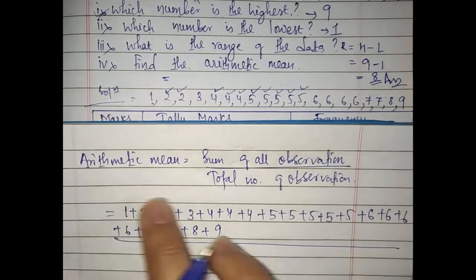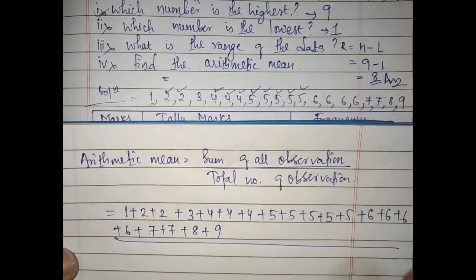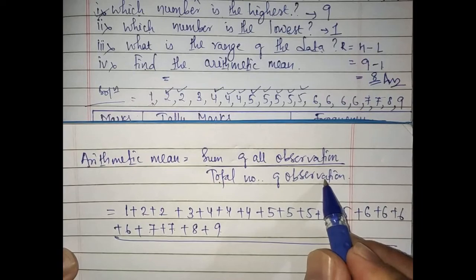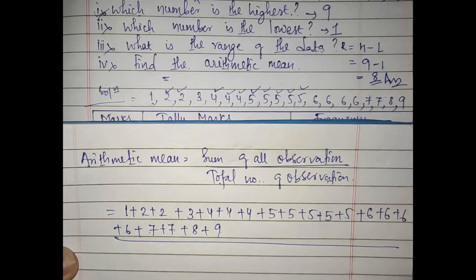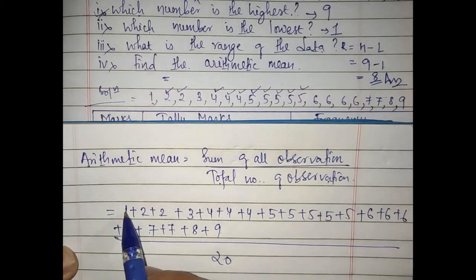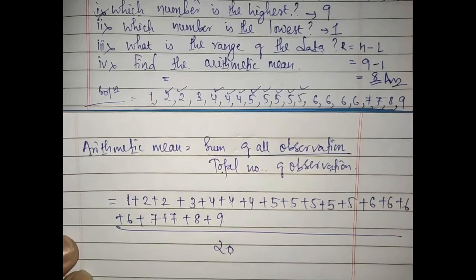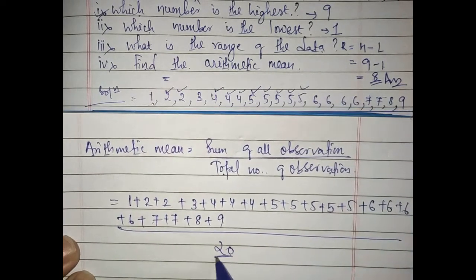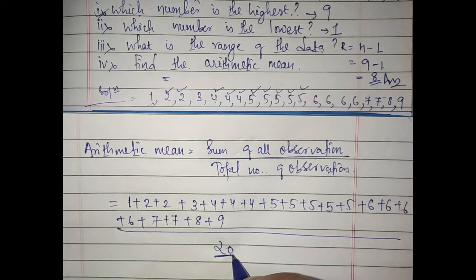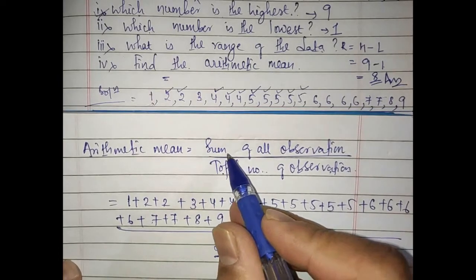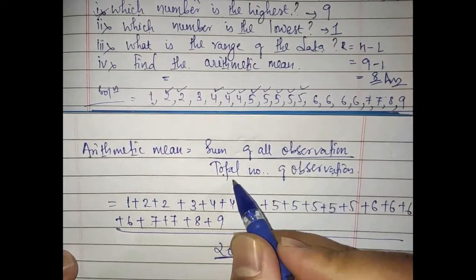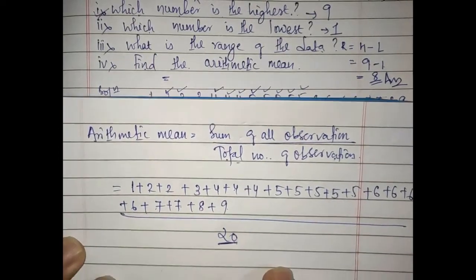You have to add this and you have to get the sum of all observation. Now total number of observation, how many observation are there in total? It is how many? 20. Because just now you have counted that it is 20, right? So this is the total number of observation. Alright, I hope you have understood now how to get the sum of all observation and then how to write the total number of observation.